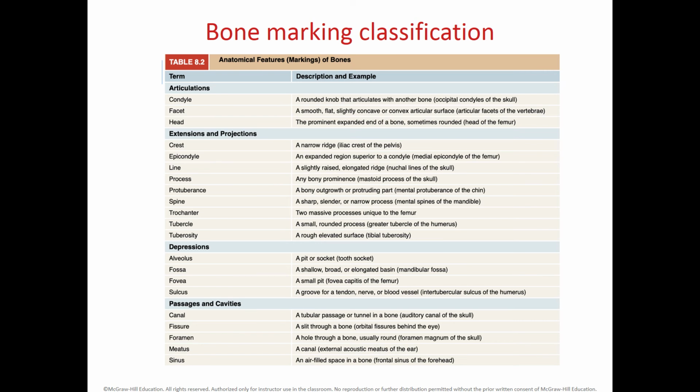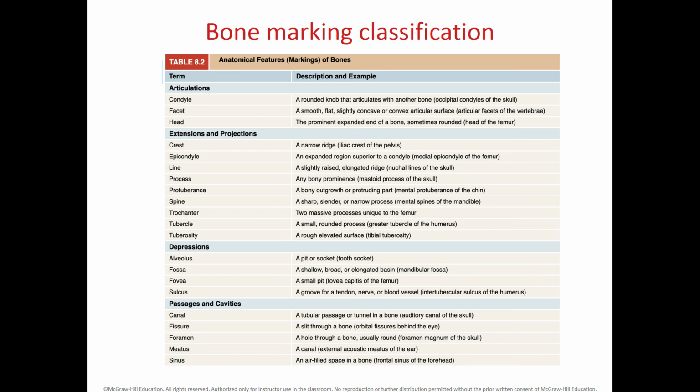We have also processes, which are any bony prominence. We have protuberances, which are at some point a little bit smaller than processes. It's like an outgrowth of a bone or a protruding part. We also have spines, which are sharp and slender projections, or narrow processes. Now we have blunt projections like trochanters, which are very massive and irregular in their surface. And we also have tubercles, which are similar to tuberosities, but the tuberosity is a rough elevated surface, while the tubercles are small rounded processes.